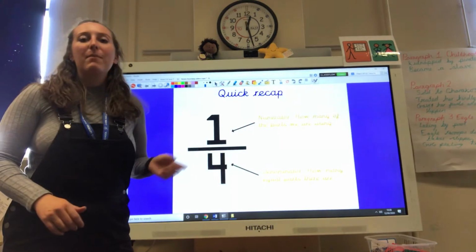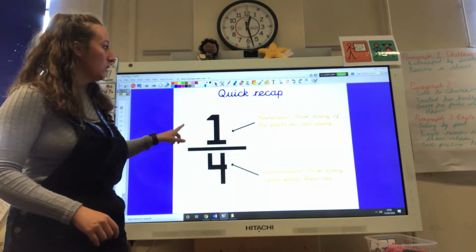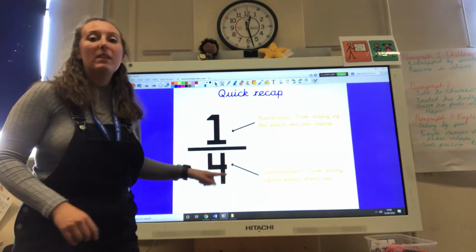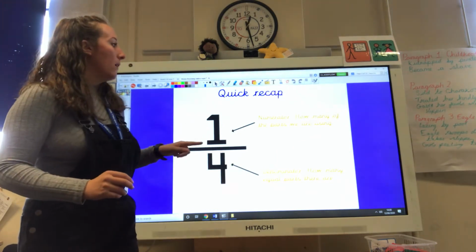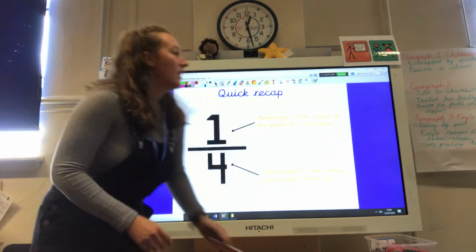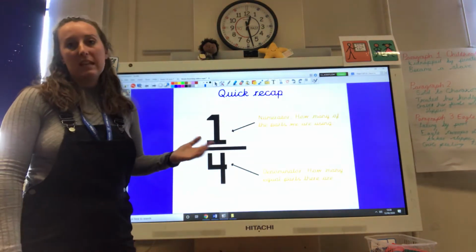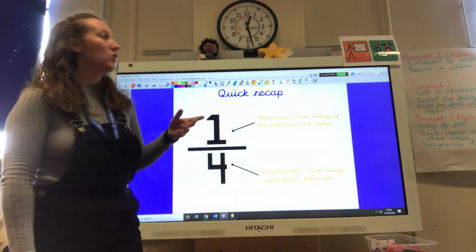So just to recap, let's have a look at our two parts of our fractions. My bottom number is the denominator. That's how many parts there are in total. My top part is called the numerator. That's how many parts that we are using. Sometimes we might say that this is how many parts are shaded in.